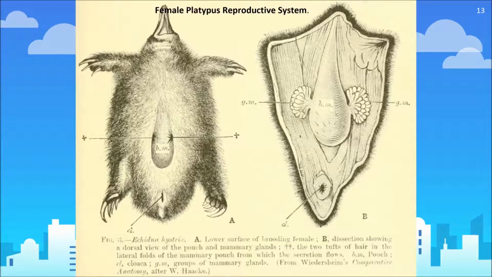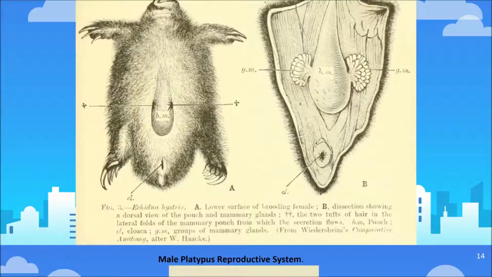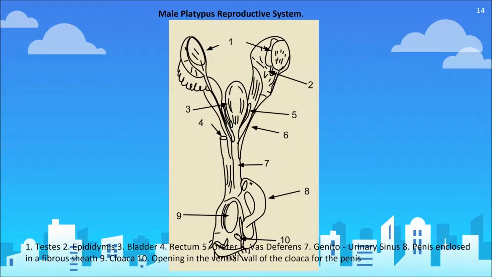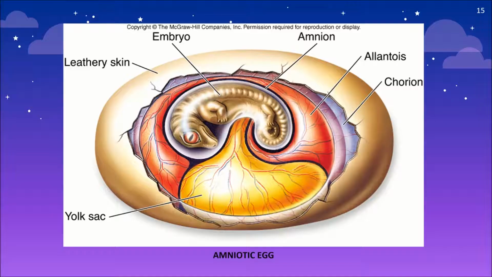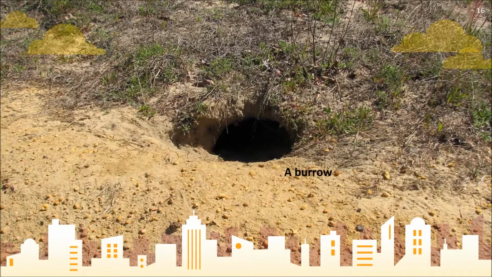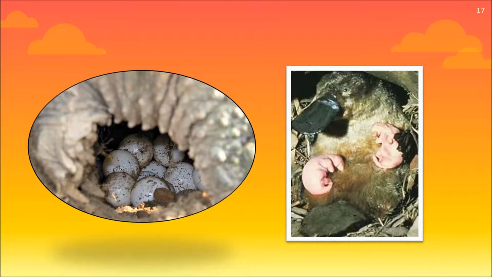This is the female platypus reproductive system. And this is the male platypus reproductive system. Monotremes, unlike other mammals, lay hard-shelled amniotic eggs. No embryonic development occurs inside the female's body. The female duck-billed platypus lays her eggs in a burrow in the ground. She incubates the eggs, and after hatching, the young lick out milk that seeps from modified sweat glands on the mother's abdomen.